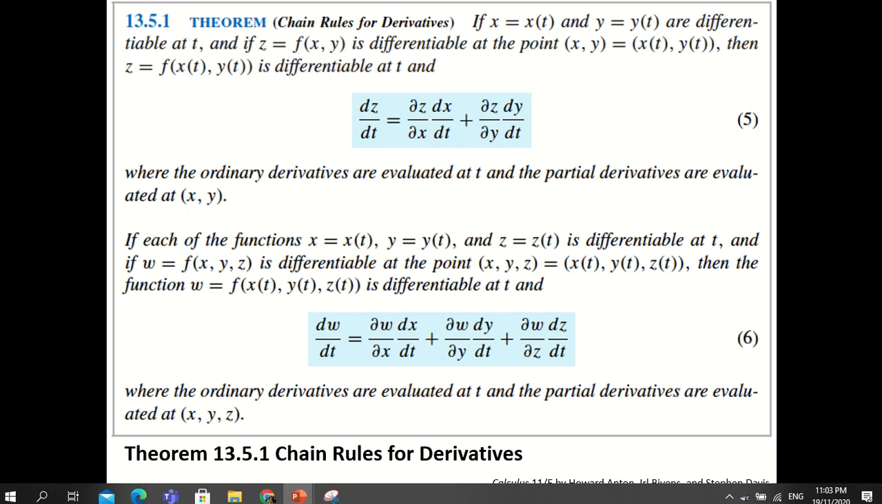So, chain rules for derivatives. We have here a condition that if x is equal to x sub t and y is y sub t are differentiable at t, and if z is a function of x and y is differentiable at the point with coordinates x and y equal to x sub t and y sub t, then z as a function of x sub t, y sub t is differentiable at t. And in the formula, we have this: the derivative of z with respect to t is equal to the partial derivative of z with respect to x times the derivative of x with respect to t plus the partial derivative of z with respect to y times the derivative of y with respect to t, where the ordinary derivatives are evaluated at t and the partial derivatives are evaluated at this point with coordinates x and y.